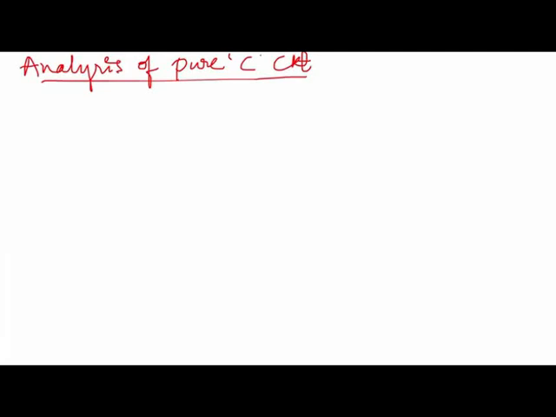Hello everyone, welcome to the topic analysis of pure C circuit, that is pure capacitor circuit. In previous lectures we had discussed the analysis of the pure resistive circuit and pure inductive circuit. In the pure resistive circuit, both current and voltage were in phase, and in the inductive circuit, current used to lag by an angle of 90 degrees with respect to voltage.